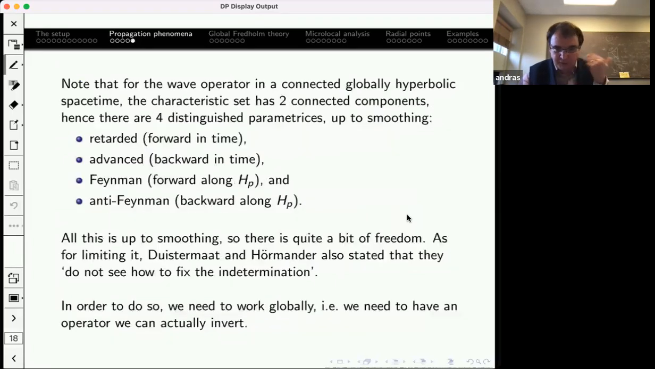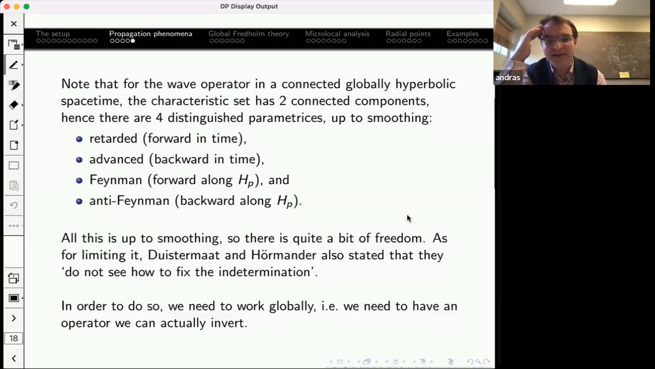For the wave operator, what will happen is that there are two connected components because it's a double light cone, and so there are four distinguished parametrices, Duistermaat and Hörmander, up to smoothing terms. Again, they are not actually inverses; they are parametrices in their setting. The retarded, the advanced, the Feynman, and the anti-Feynman. And so all this is up to smoothing. So there's quite a bit of freedom in the choices, and that's for limiting it.